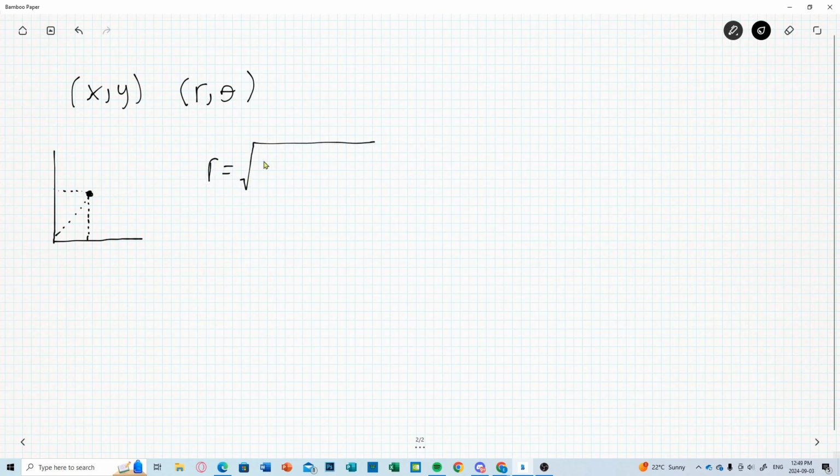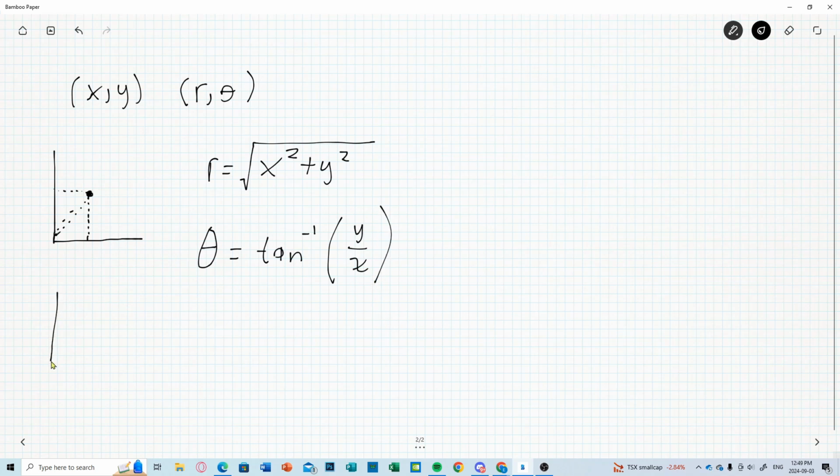So r will be the square root of x squared plus y squared, because we're finding what is our hypotenuse of the triangle. And in order to find theta, what we need to do is take the inverse tan of y over x.